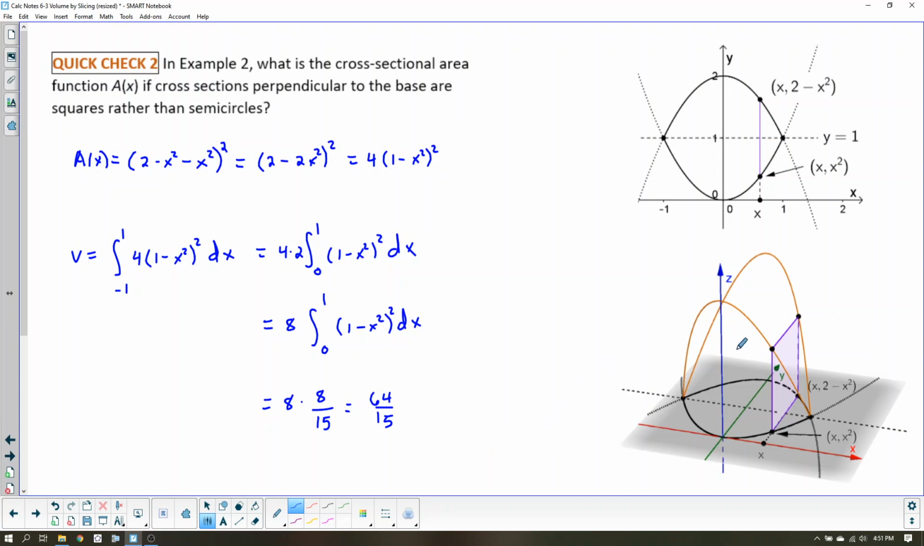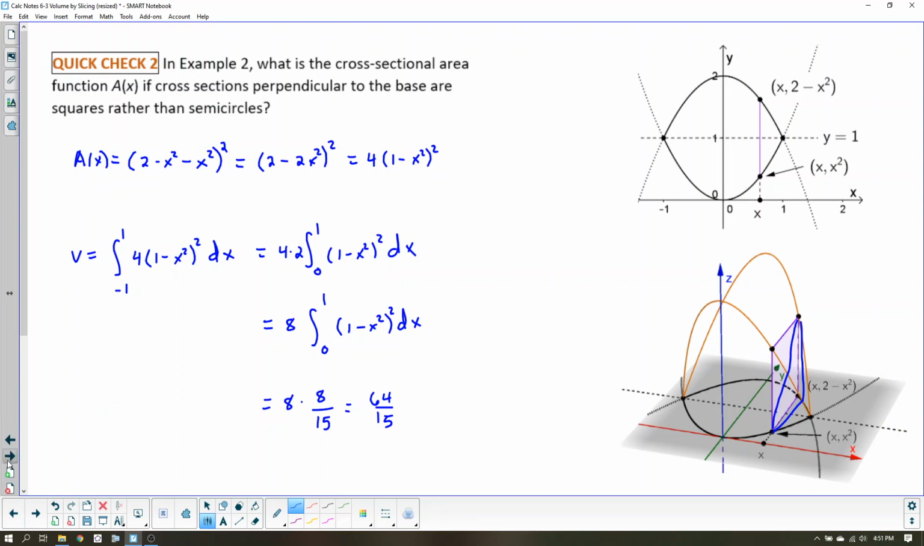You will see examples where the cross-sections might be triangles. They could be just an isosceles right triangle instead of a square, or it could be an equilateral triangle, something like that. So you'll see a lot of variation, and you'll have to remember some of your geometry in order to come up with these A of x formulas. This is usually where the trouble is, just getting the formula for that cross-sectional area.